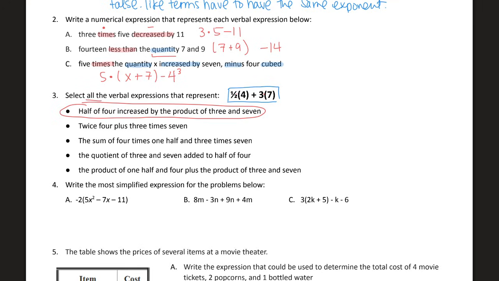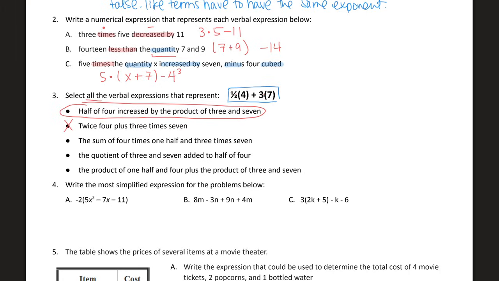Okay, so it says select all of the expressions. That means there could be more than one true. Now the next one says twice 4. When we do twice something, that means 2 times 4. Well, this isn't 2 times 4. This is 1/2 times 4. So I know that this one cannot be right.